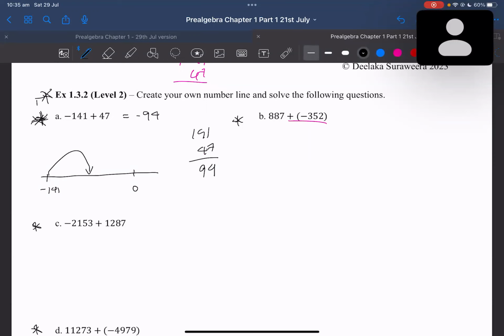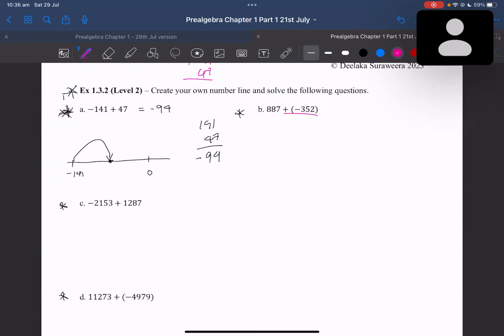If it's to the left of 0 on the number line, it's negative. So yeah, I think you get that, that's fine. All right, the first one is negative 94, that's good. And those two are correct.